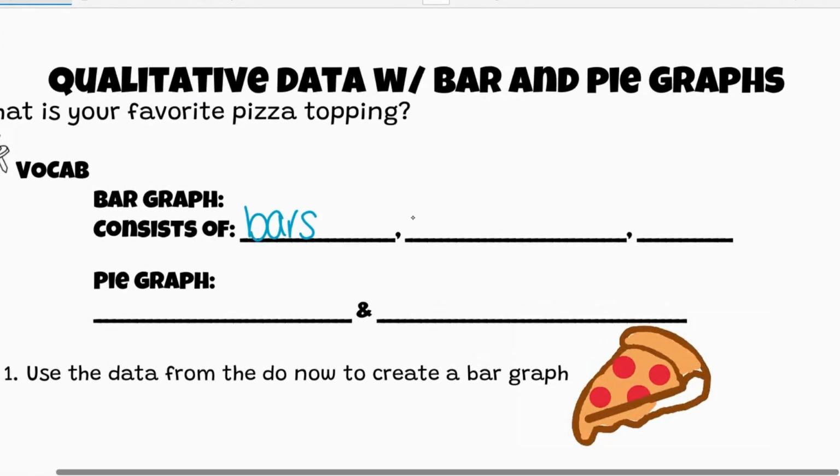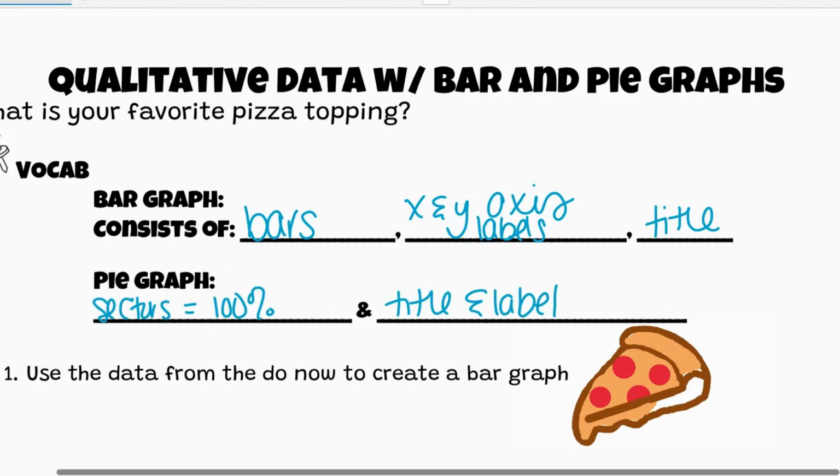It's going to have an X and a Y axis, labels, and it also has to have a title. A pie graph, or more commonly known as a circle graph, has to have sectors that total to 100%, and it's also going to have a title and a label.